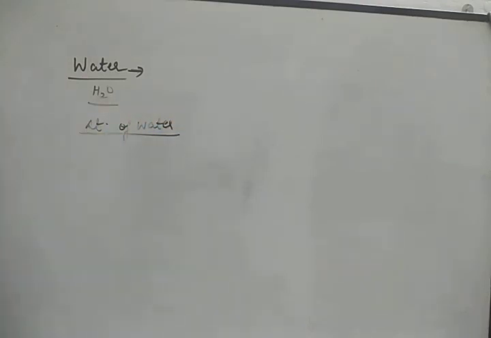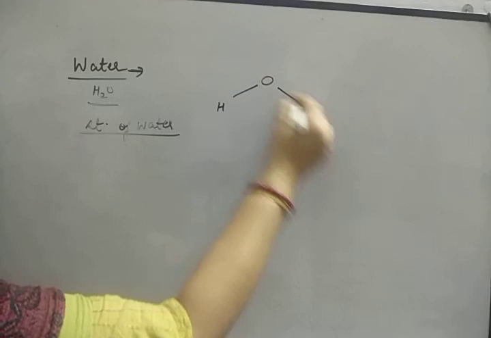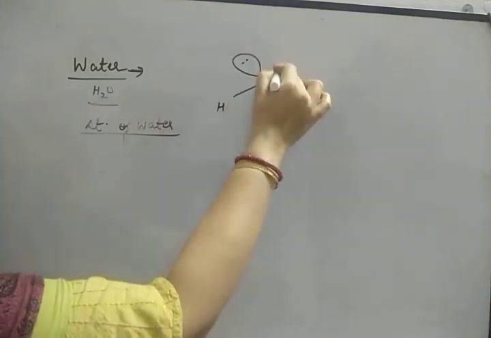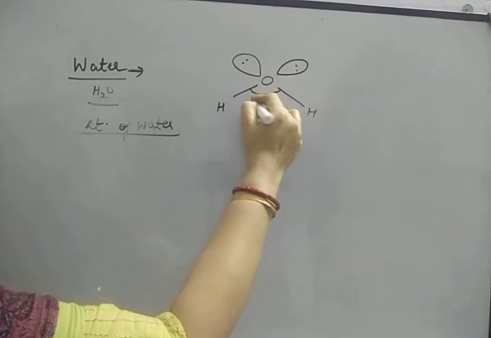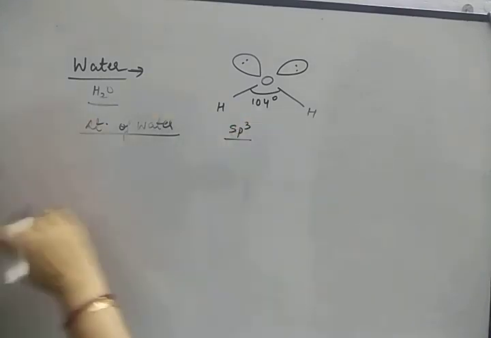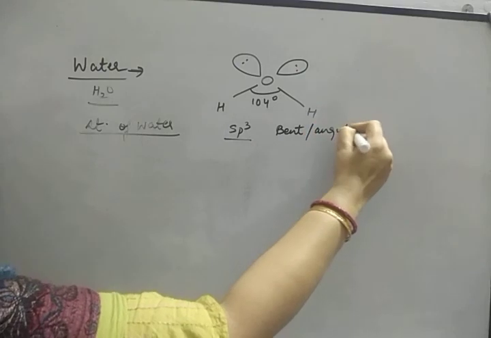Now, what is the structure of water? We have learnt in chapter number 4 that water has a central oxygen atom. This oxygen is bonded to two hydrogen atoms, and this oxygen is having two lone pairs. The bond angle is 104 degrees. Since oxygen is having two bond pairs and two lone pairs, the hybridization is sp3. And what is the shape of water? It is bent or angular shape.